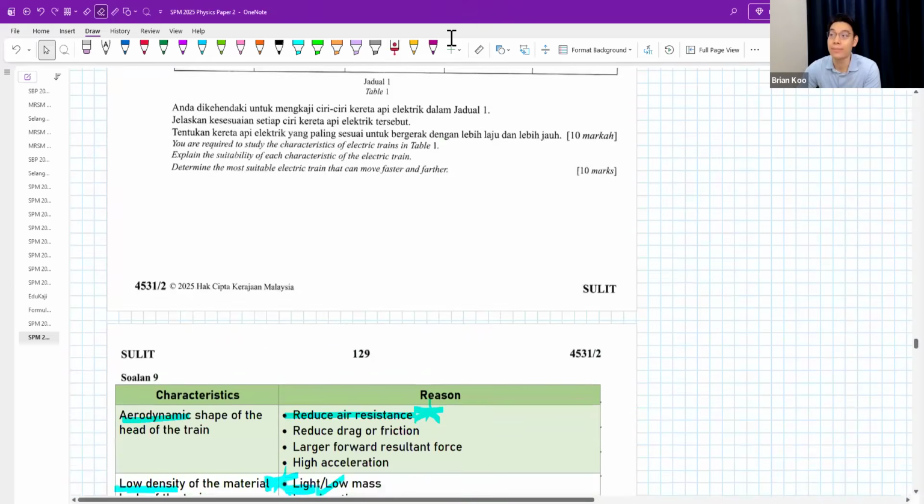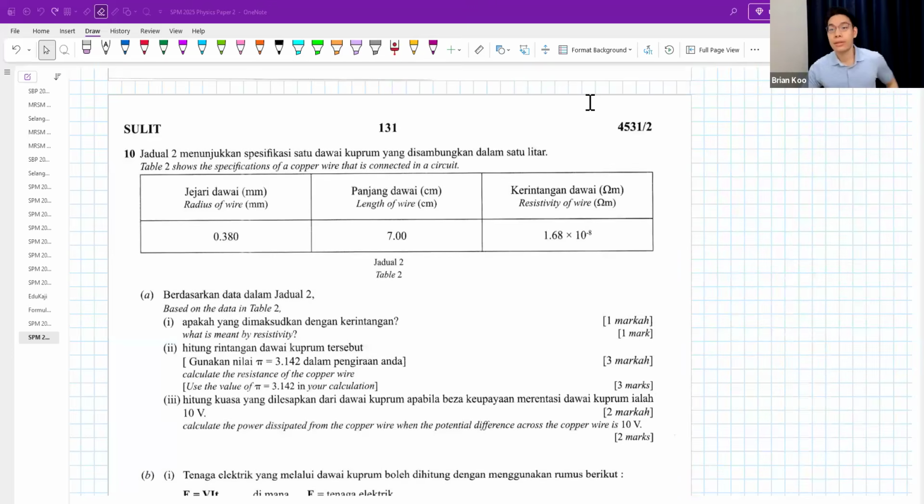Question number 10. Table 2 shows specification of copper wire that is connected to a circuit. So they gave radius, length, and resistivity. Based on the data in table 2, what is meant by resistivity?